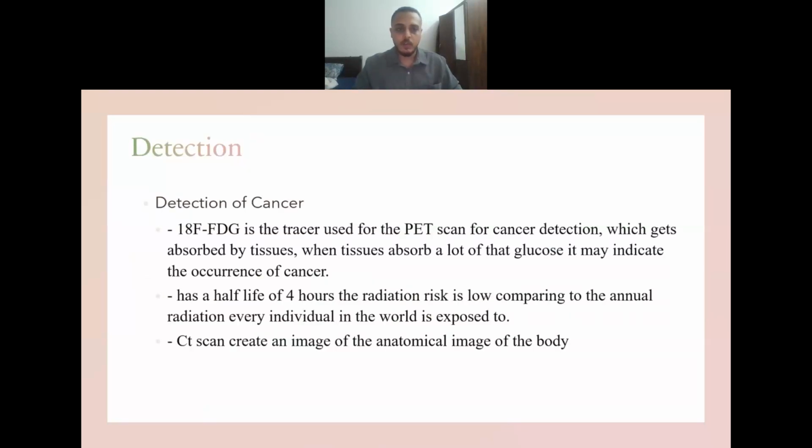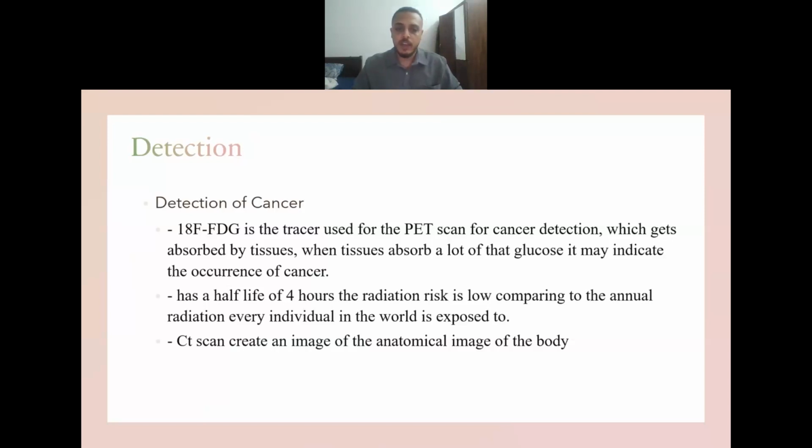During the detection of cancer, they use the tracer 18F FDG, which is a custom form of glucose tracer. It is used in PET scans for cancer detection and gets absorbed by tissues. When tissues absorb a lot of glucose, it may indicate the occurrence of cancer. It has a half-life of 4 hours. The radiation risk is low compared to the annual radiation that every individual in the world is exposed to.